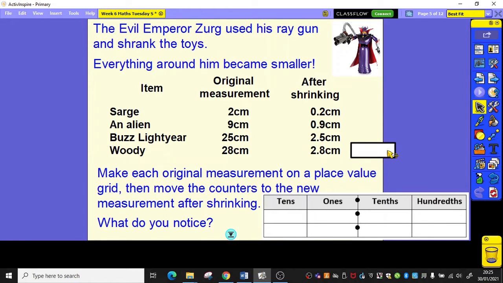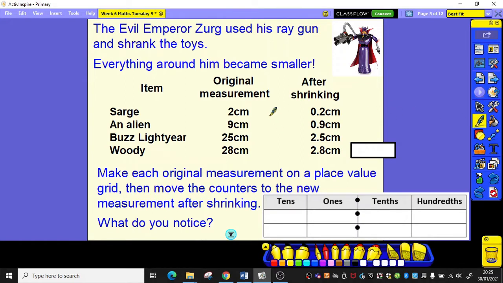Now what we've got to do is work out what is actually happening. And hopefully some of you are realising that everything is getting 10 times smaller. In other words, we are dividing by 10. 2 divided by 10 is 0.2. 9 divided by 10 is 0.9. 25 divided by 10 is 2.5.